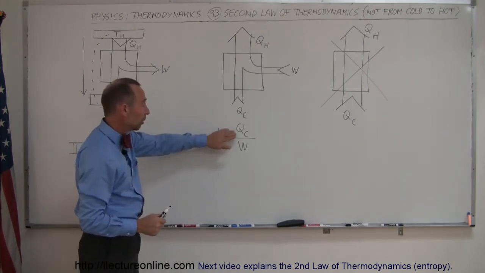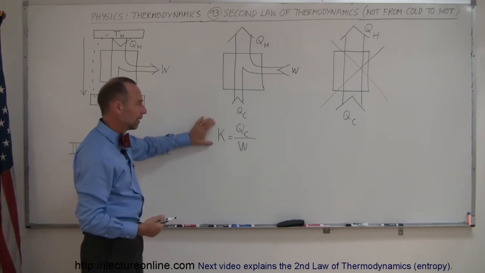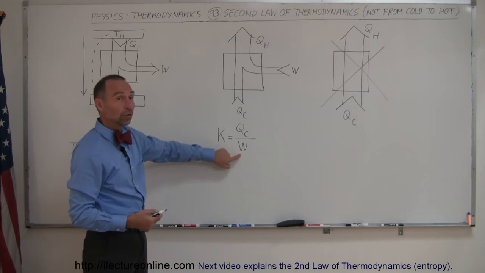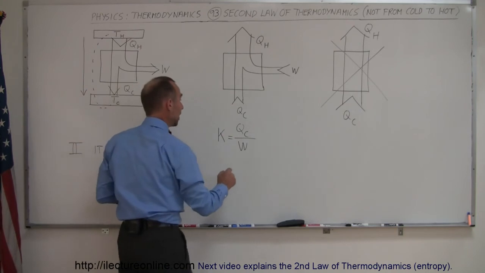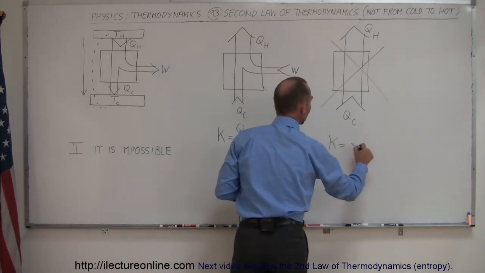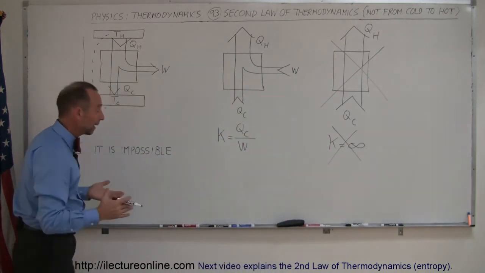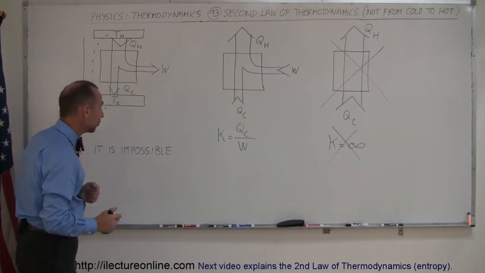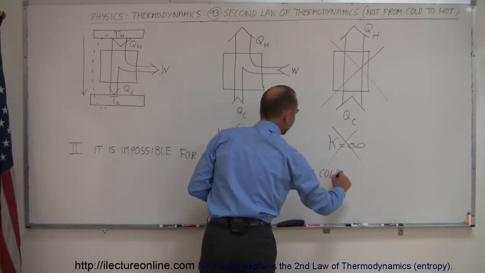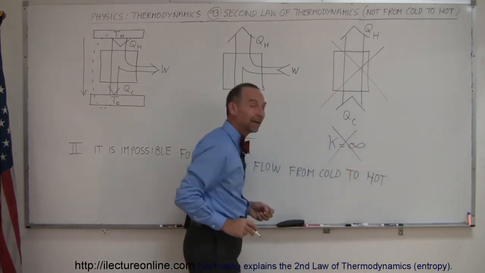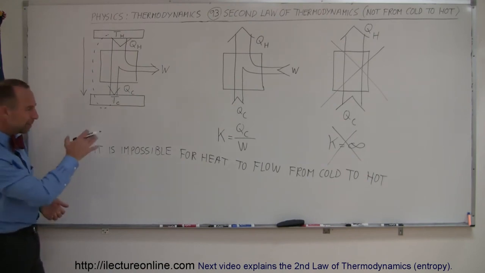And so you want W to be small, Q sub C to be large, and so you want the ratio to be as large as possible. In the limit, W would go to 0, and the coefficient of performance would go to infinity. What they're saying is that K must equal infinity for that to happen, and that simply is not possible. So to write it in the English language, you can say it is impossible for heat to flow from cold to hot. And that is another way of looking at the second law of thermodynamics. Not quite straight, but you get the picture.